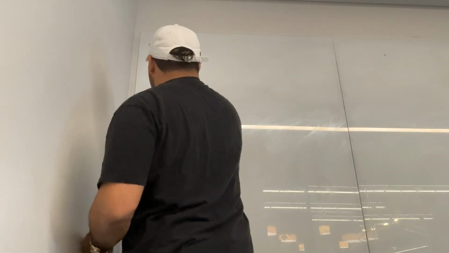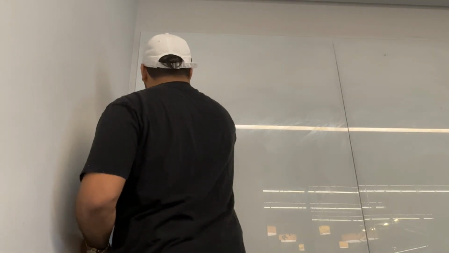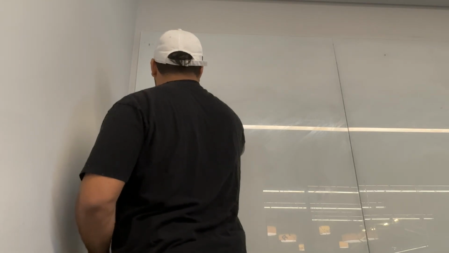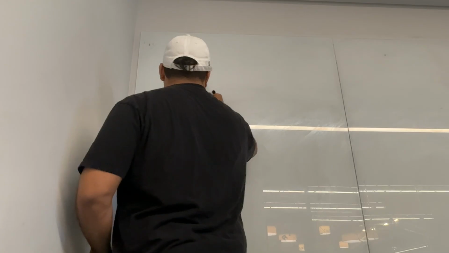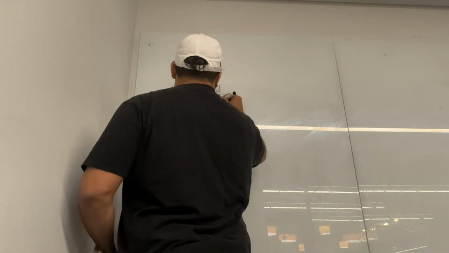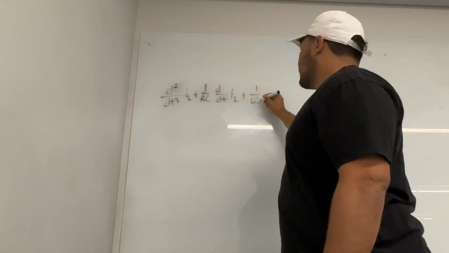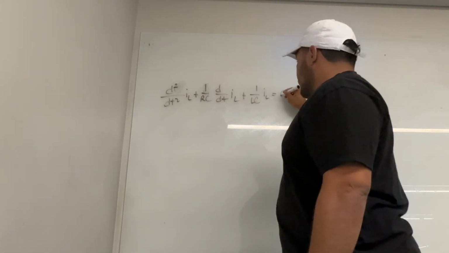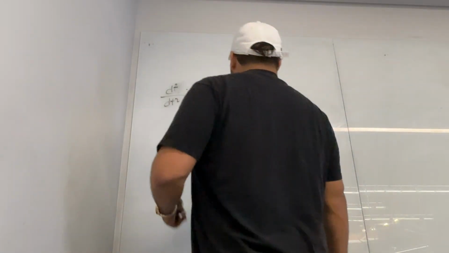Okay, anywho. So now we have that differential equation I was talking about, right? We got d squared over dt squared of I sub L, plus 1 over RC times d over dt of I sub L, plus 1 over LC times I sub L equals 0. I feel like that's a nice place to be. Would you agree? Me too.